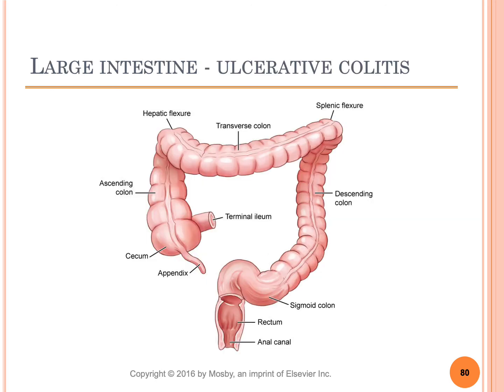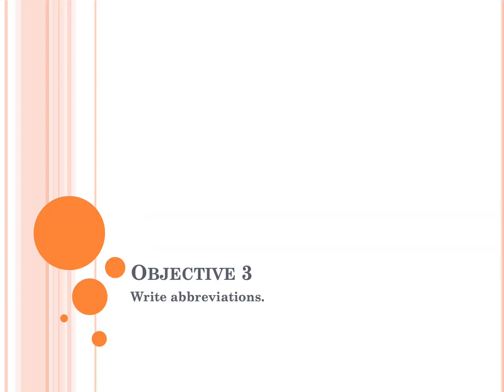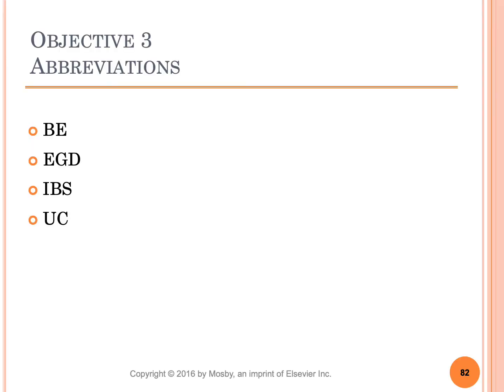Here's an image of the large intestine, and just signifying that ulcerative colitis can occur in the large intestine. All right, let's look at some abbreviations. So the first one is BE, which is our barium enema. Remember, if we're going to take pictures of the intestine, patients got to drink some of that barium, or it needs to be inserted into the rectum.